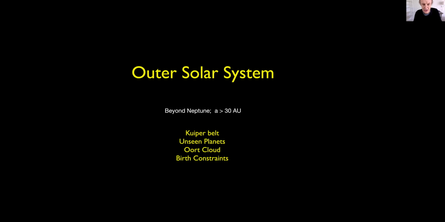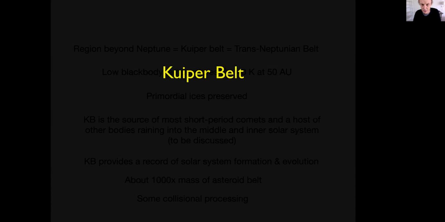So the first one is outer solar system. I want to talk about these things: Kuiper belt, unseen planets, or the possibility thereof, and the Oort cloud, followed by a final thing on birth constraints of the solar system. And I want to do it from an observational perspective, and I want to do it by simplifying everything as we go along. There's enormous complexities and confusion and stuff that we just don't need to get into in this lecture. So let's start with the Kuiper belt.